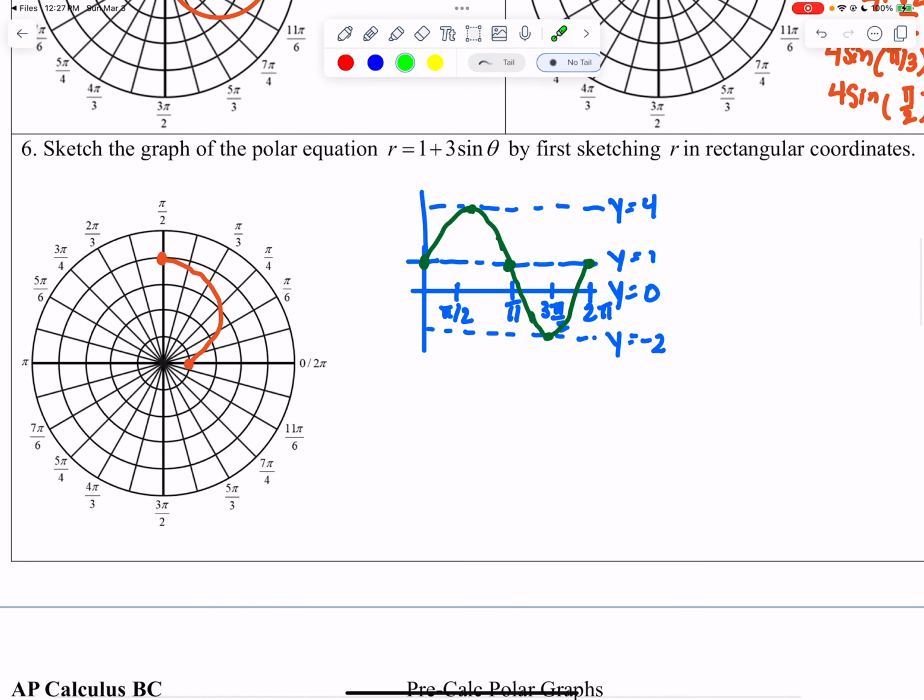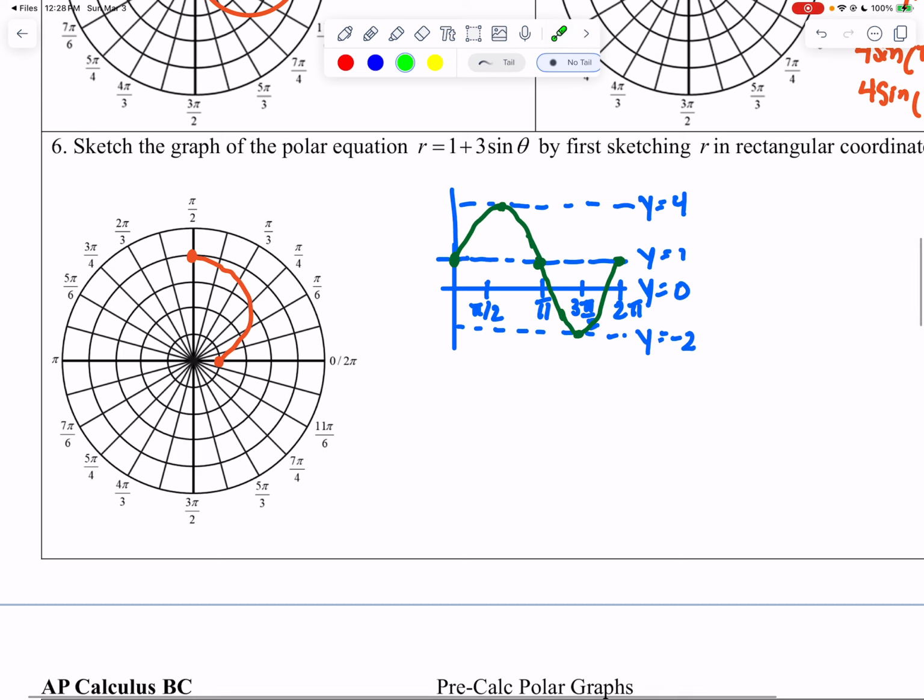So you could see that my r values are increasing as my theta values also increase. We're going to do the same thing from pi over 2 to pi. You'll notice that as my theta increases, my r value, my radius, is going to decrease. So now it's going to look something like this, where I am decreasing, and I'm going to be at 1. So here, I'm going to do this in blue. It's going to look something like that right there.